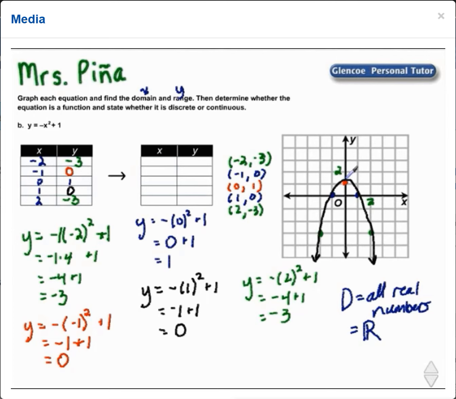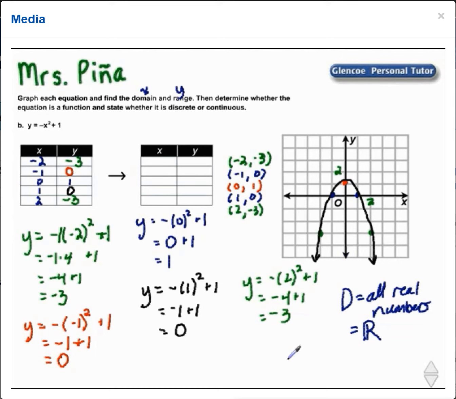Range. The range is the y values. If you look on your graph, the y values above 2 have no graph or no value for x that you can put into the equation to get that y value. For example, if I wanted to get a y value of 4, I couldn't find an x that would give me a y value of 4. My highest y value is 1. That's where my vertex of the parabola, or the top point of this parabola, landed. From 1 down, I can get y values.